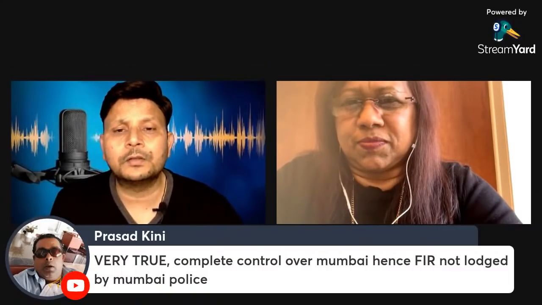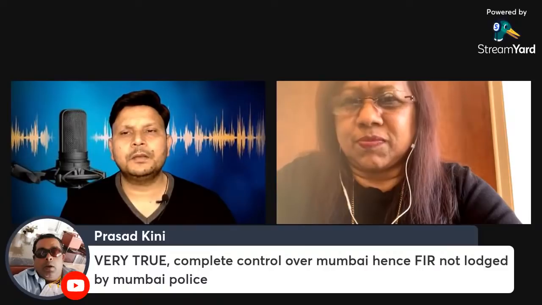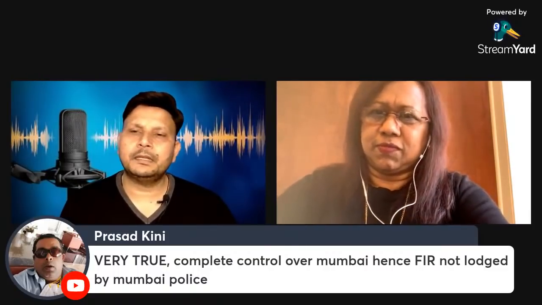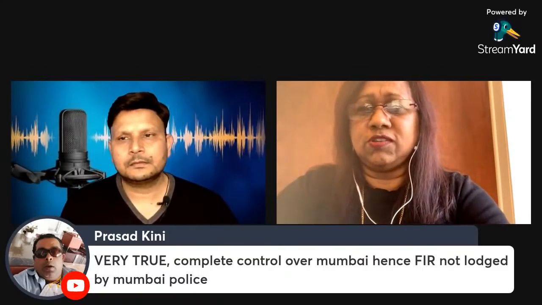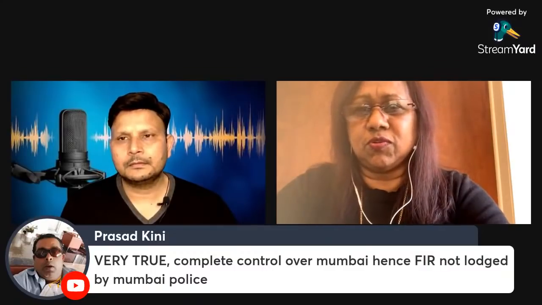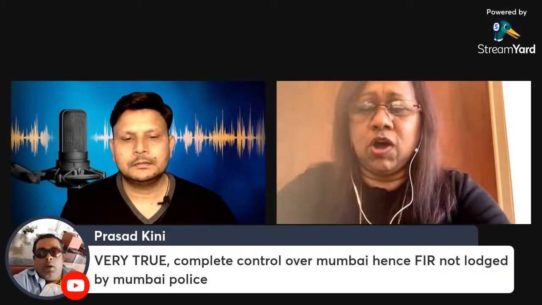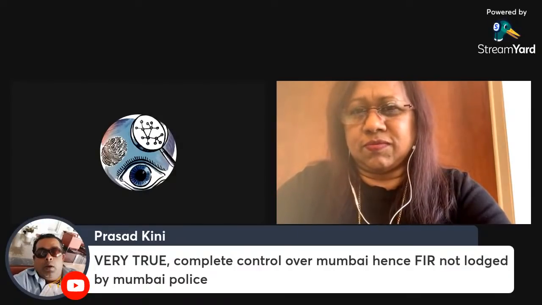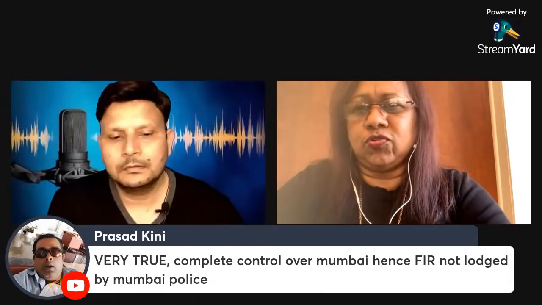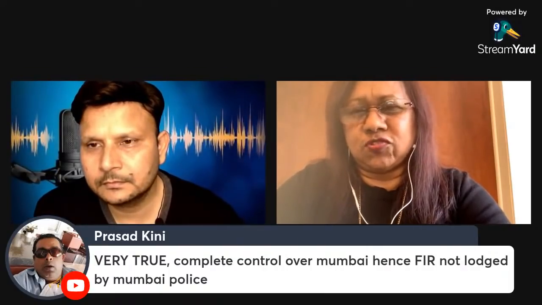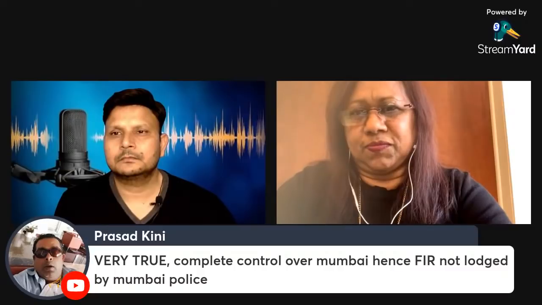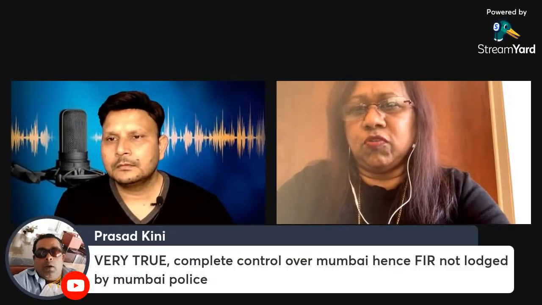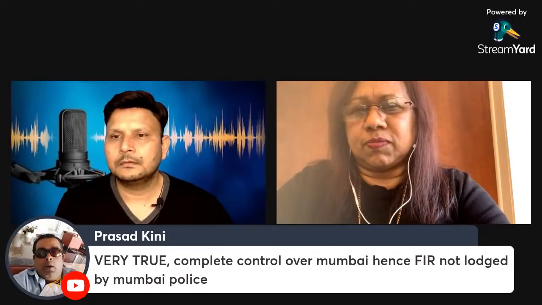Hence, no FIR was lodged by Mumbai police, because if they lodge an FIR, there will be an investigation. It will get quashed, like we saw with Disha's case, where they said the file disappeared from the computer, but there's no hard copy. So why all the excuses? Is the police working for the crooks, or is the police working for society? You have to look at the leadership of the Mumbai police, even prior to Parambir Singh.